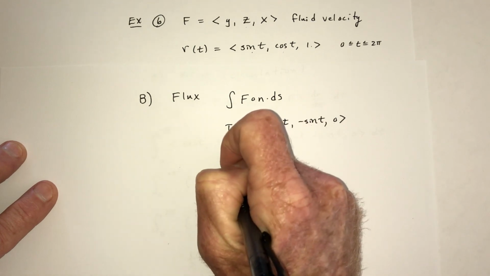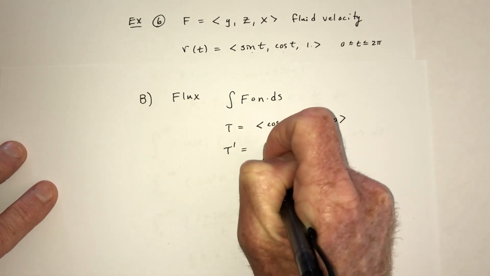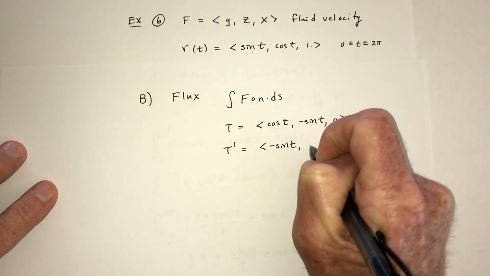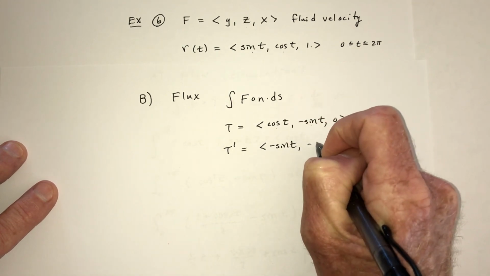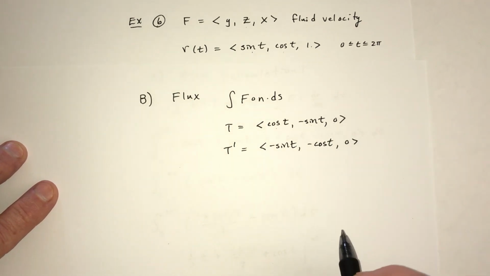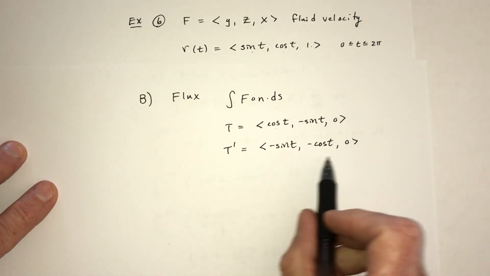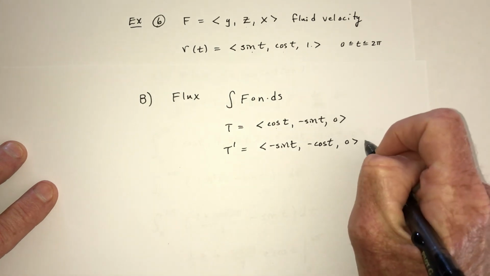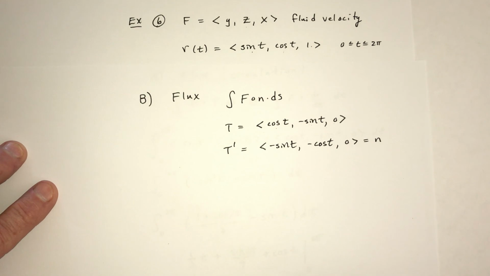Now to find the normal vector, take the derivative of that. So the derivative of cosine will be negative sine. Then the derivative of negative sine will be negative cosine, and the derivative of 0 will be 0. And then divide by its length, which is going to be a length of 1. So that means that this is already the normal vector.